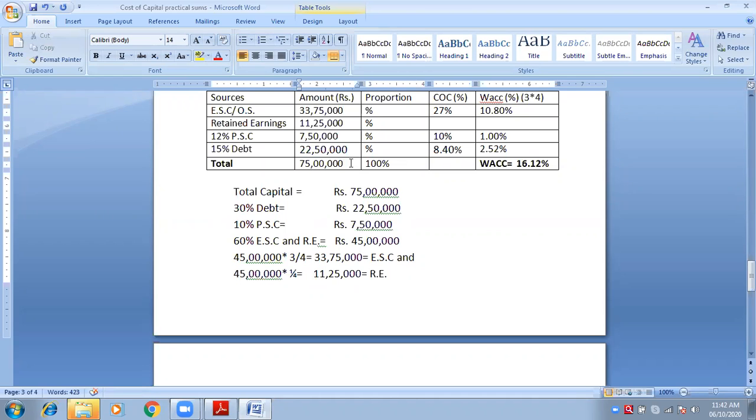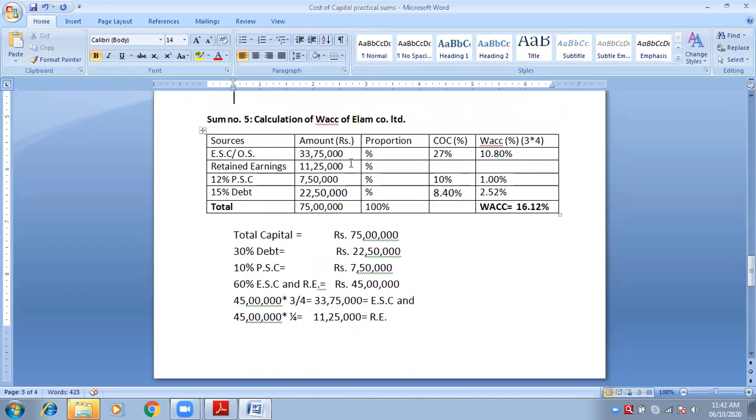Total 75 lakh है ना, ma'am? हाँ, आपने 75,000 बोला ना बेटा. इसके लिए मैं आपको correct कर रही हूँ. 45%. What is 45%? Proportion. किसका? Equity का. Okay. Retained earnings का? कर रहे हैं, ma'am. 11,25,000 divided by 75 lakhs. 15. Okay. Yes, ma'am. 7,50,000, 15%.